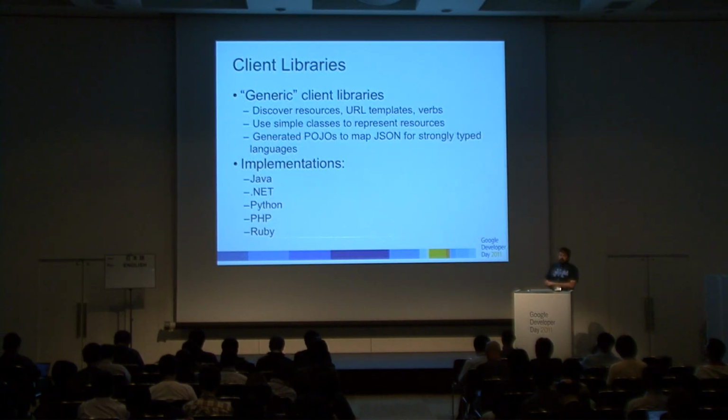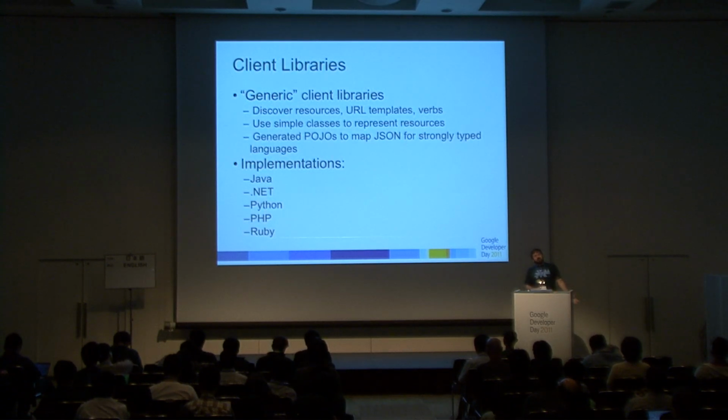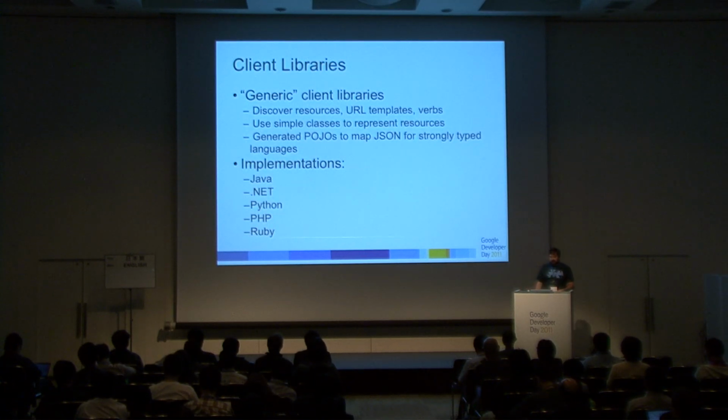Another advantage that this discovery service gives us is the ability to provide somewhat generic libraries. These are libraries that take advantage of code generation to generate typed objects for languages like Java and .NET. And in cases where we're on a more dynamic language, say Python or PHP or Ruby, we can just use simple hashes and data structures to represent the data from our servers.